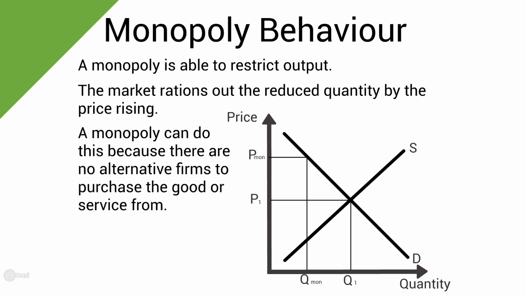A monopoly is able to do this because there are no alternative firms to purchase this good or service from. Consumers have to buy the good and service from this monopoly. They cannot go to any other firms because the monopoly is the sole producer of this good or service.